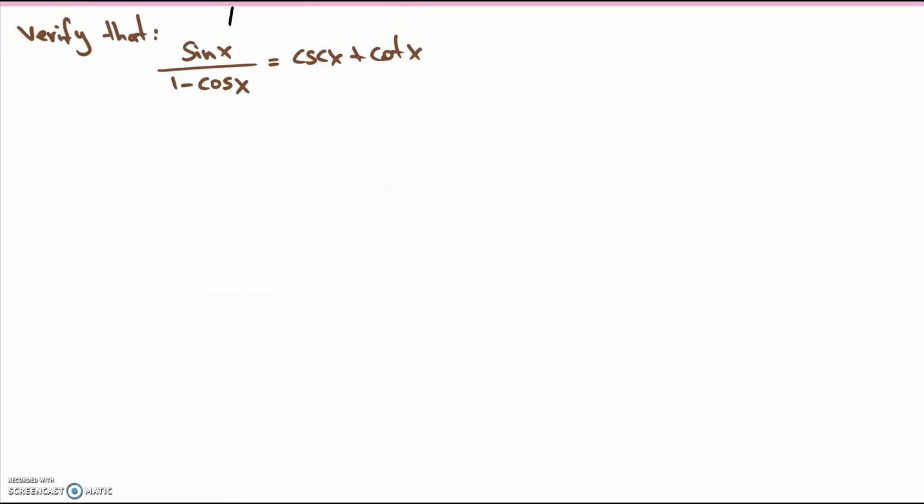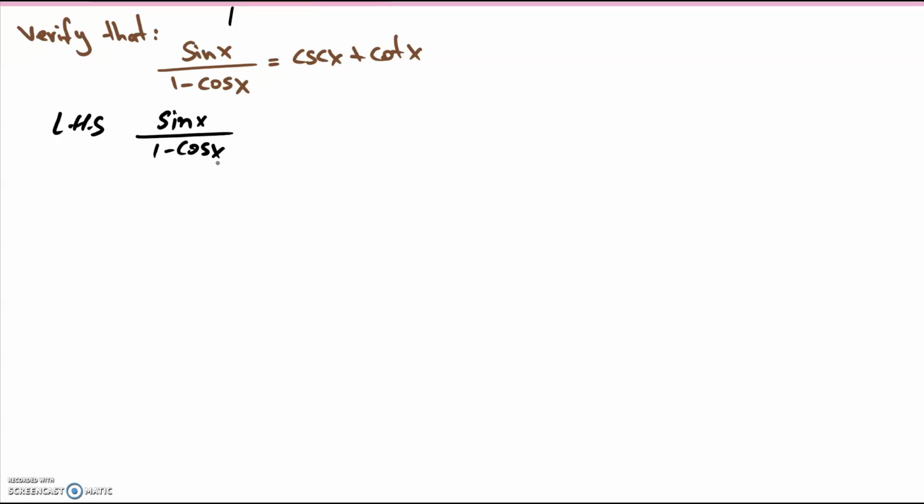Alright, so now we are going to prove or verify this identity. I'm going to start with, it doesn't matter, the right hand side or the left hand side. I'm going to start with the left hand side: sin x over 1 minus cos x. In this situation, you don't have squares on these trigonometric functions to apply the Pythagorean identity, and you don't have two fractions that you can combine by making a similar denominator to simplify.